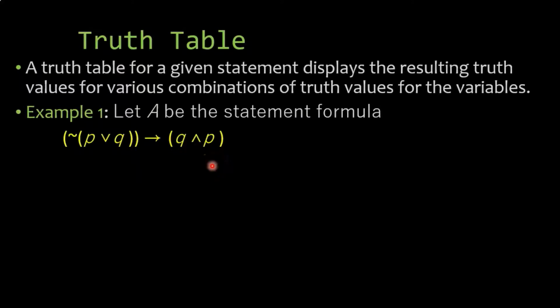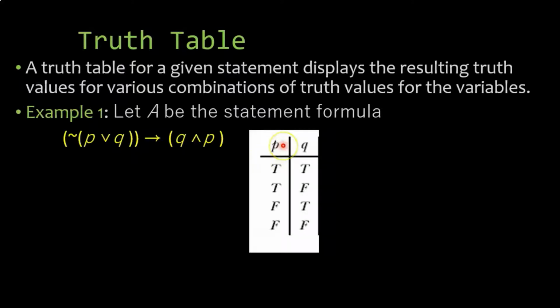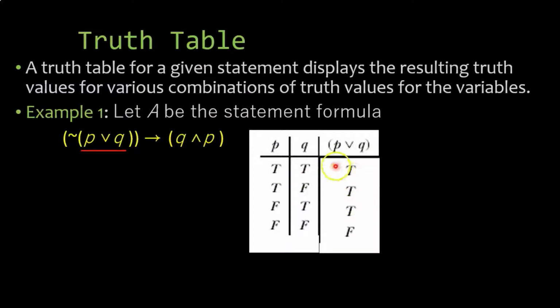Now we create the truth values for the statements P and Q first. For P, the truth values are true, true, false, false, and for statement Q, true, false, true, false. Using this combination, we can find the result for P or Q. For P or Q, if either one of these gives true, then the result is true. Then we get the answer for P or Q, which is this one.